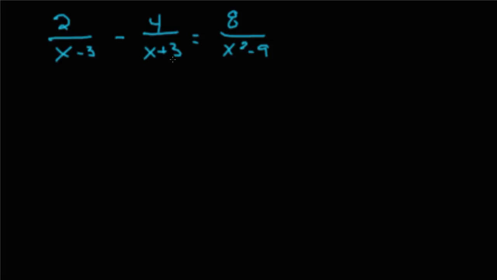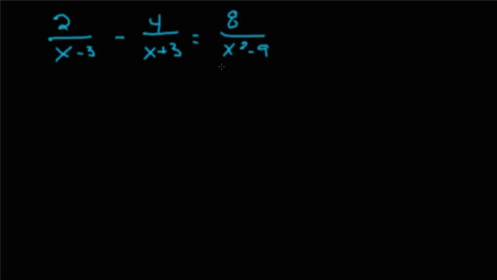Now again, what we want to do is eliminate these unknowns, these x's, in the denominator of all these equations. And we do that by multiplying times the lowest common denominator, which is this x squared minus 9 term here. And you might recognize x squared minus 9 as a difference of squares.